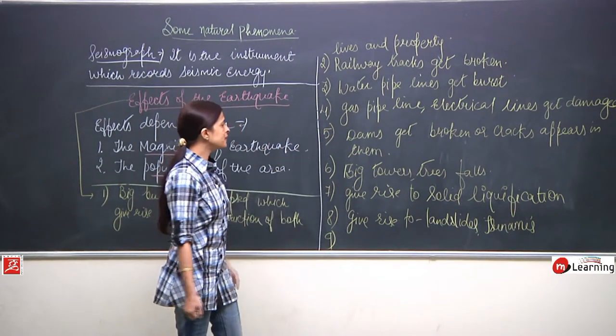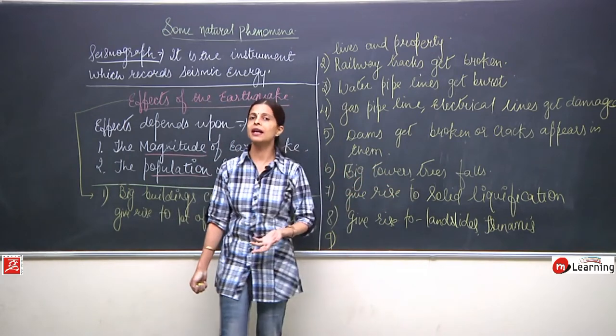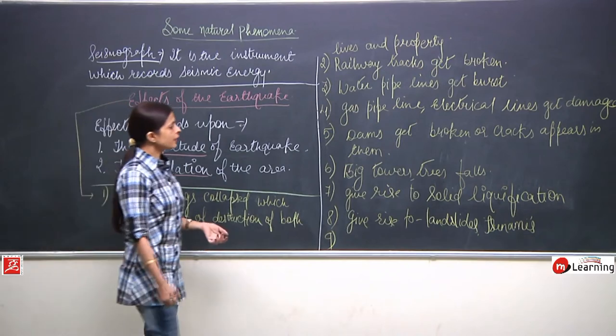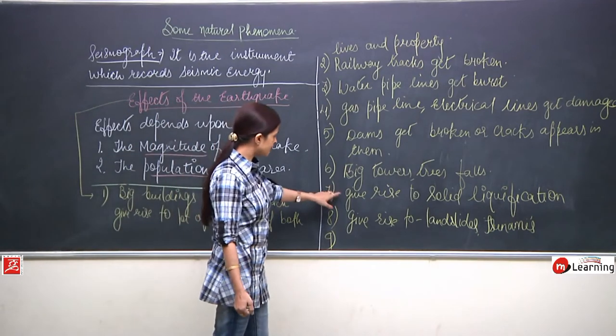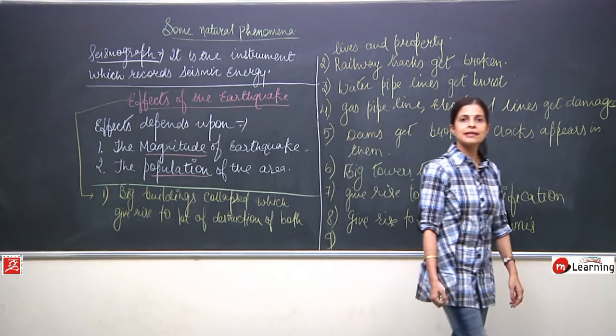Okay, now big towers and trees fall, and if some person is under that, again there is loss of life. Now it also gives rise to soil liquefaction, this I'll tell you. Now it gives rise to landslides and tsunamis. Now see, what is a landslide and tsunami?